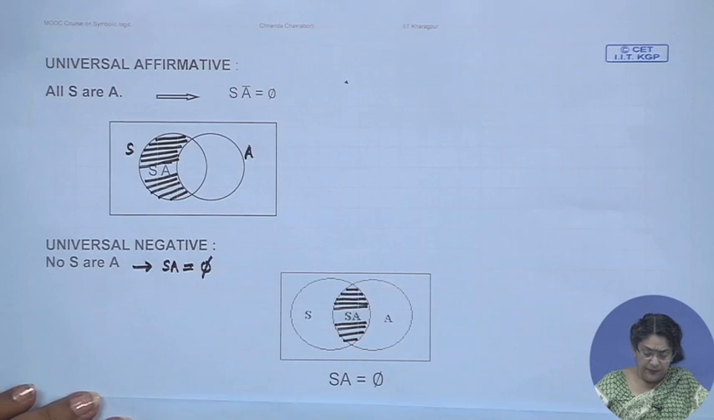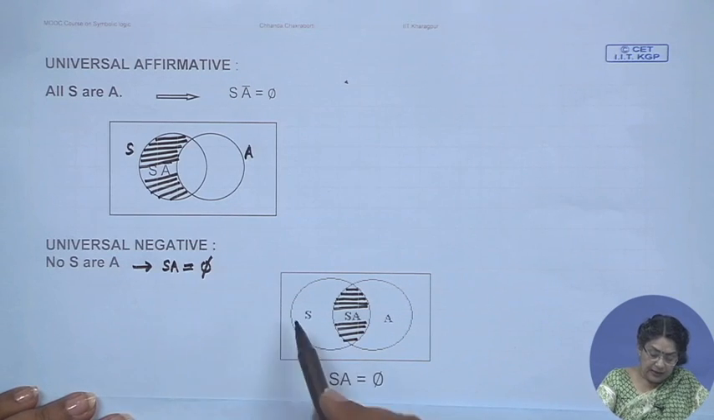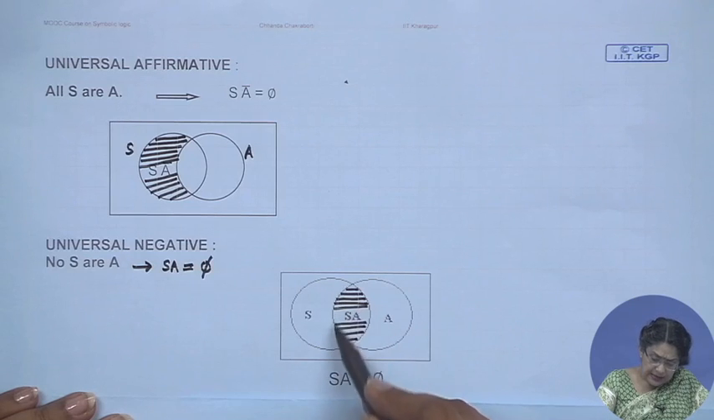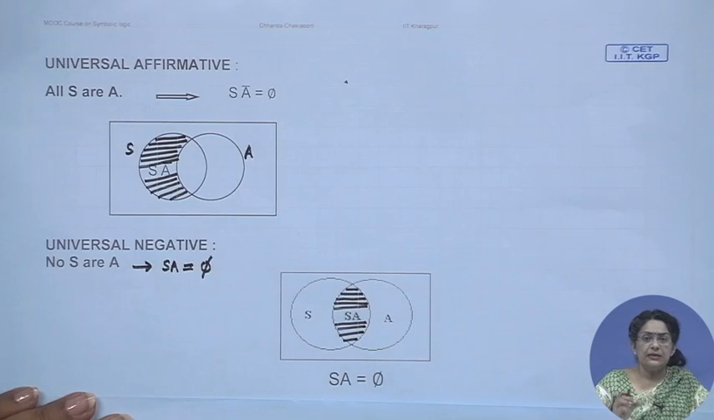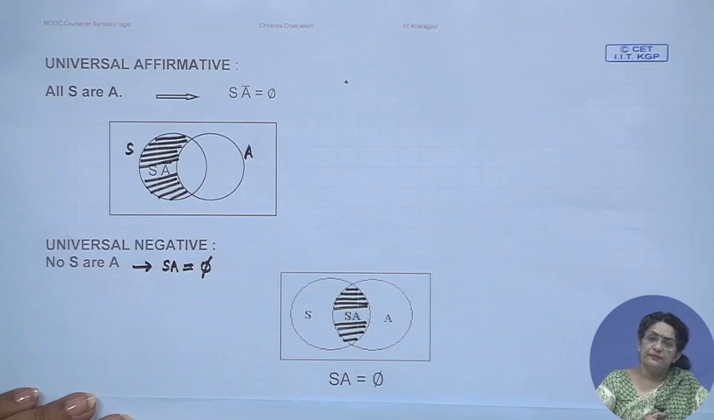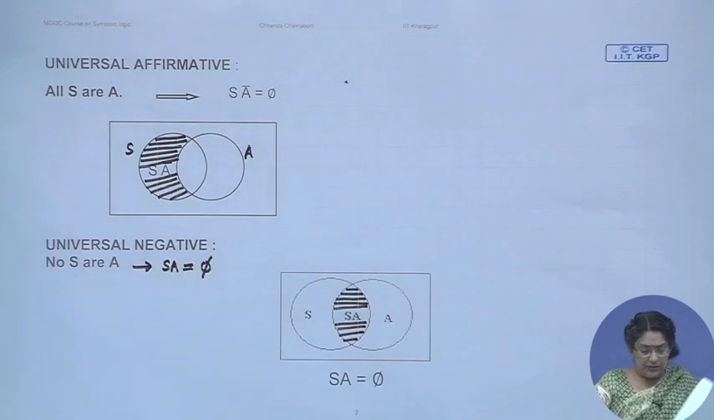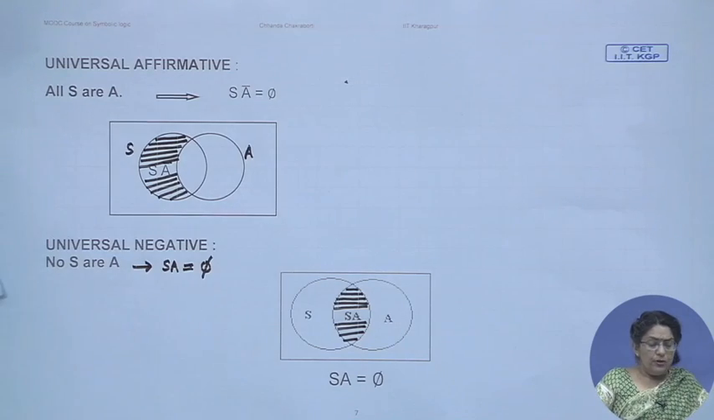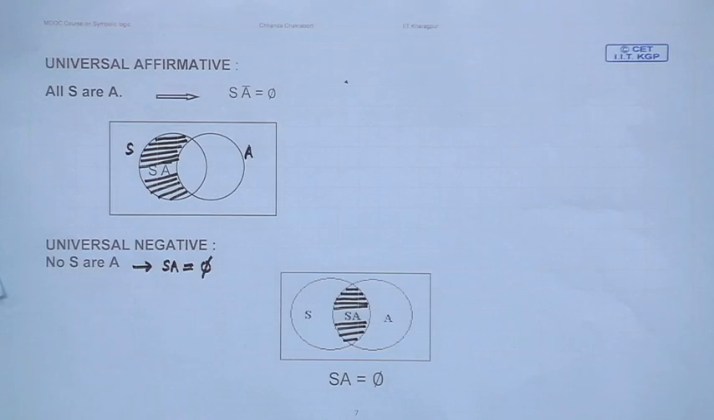This is your picture. This is S, this is A, and this is the area known as the intersection area of S A. This S A area will be shaded out, which indicates that this area is empty. S A is empty. So, these were our two representations of two basic types of categorical proposition, A and E.